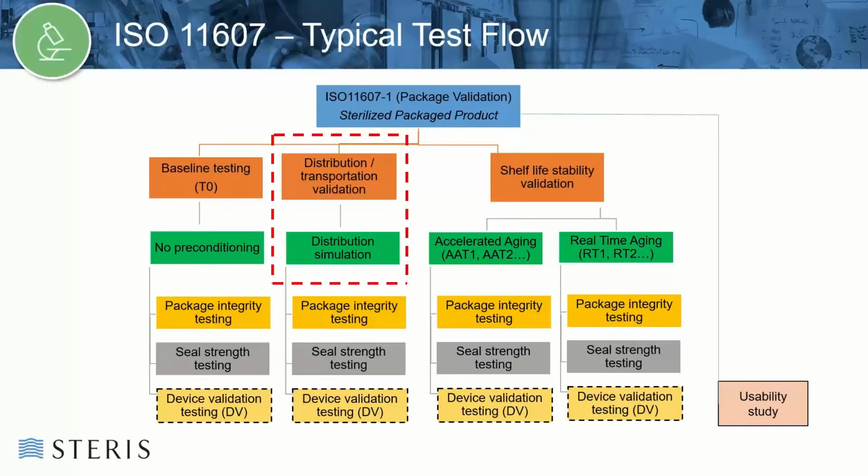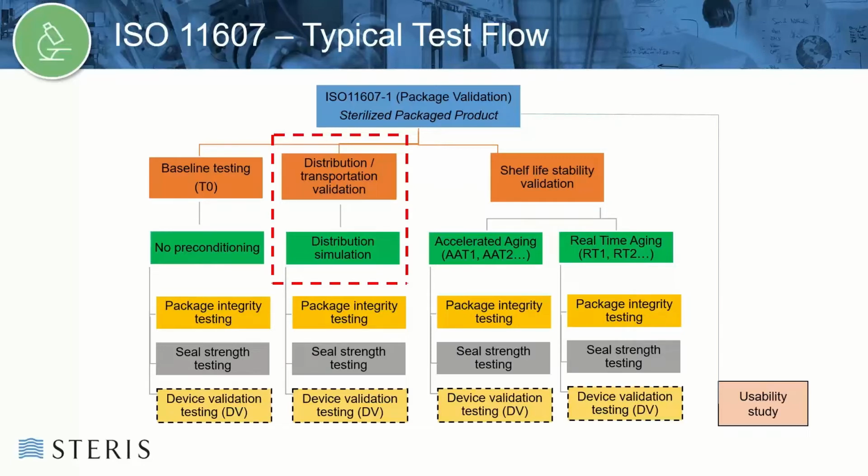So we're going to start with baseline testing. This has no preconditioning. You send it to the sterilizer, then you test it right away. You're also going to do the distribution and transportation validation, which is what we're going to detail out today. And you're also going to have a shelf life stability validation, which would include both accelerated aging and real-time aging.